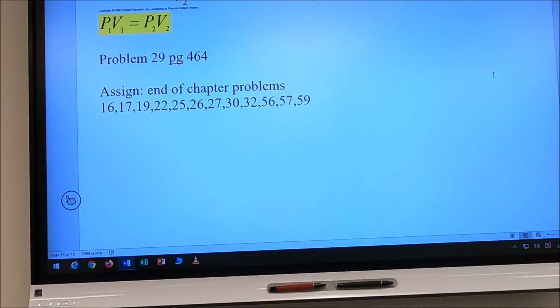So look at problem 29. Let's see, is that one gonna still work? Let's look at an isothermal process. Look instead at problem 37 on page 512. It's a real straightforward problem. I'm going to let you do that.